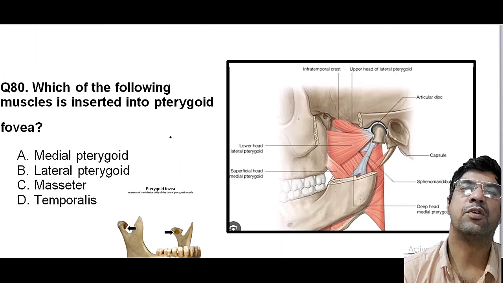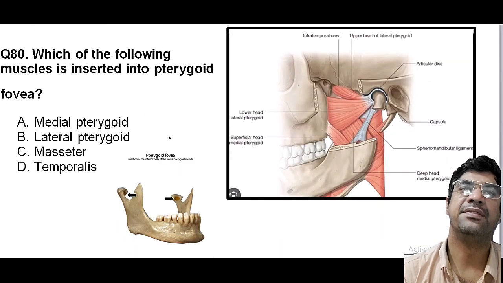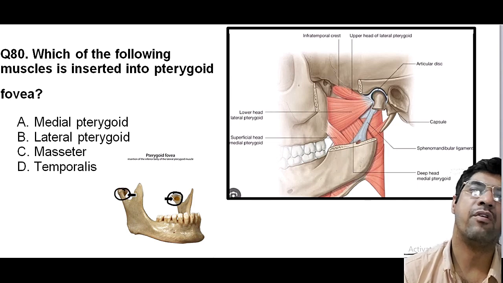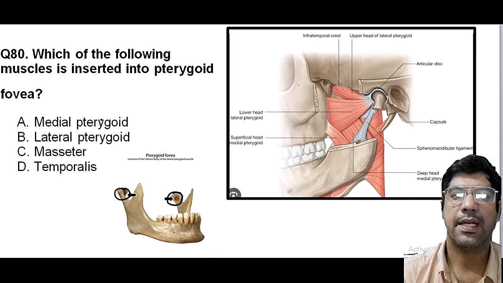Let us move to the next question. Which of the following muscles is inserted into the pterygoid fovea? So this region is the pterygoid fovea. It's the lateral pterygoid.